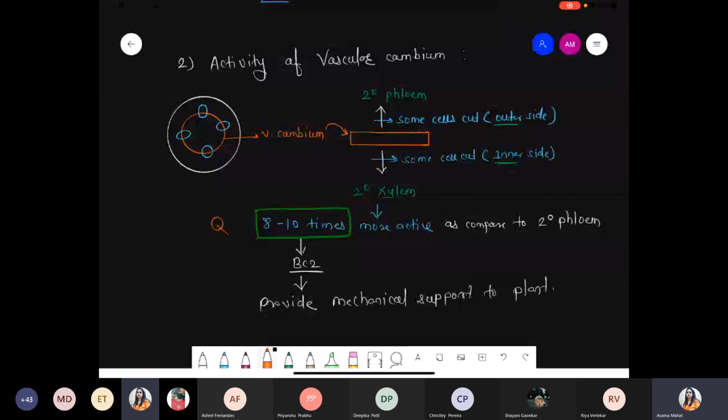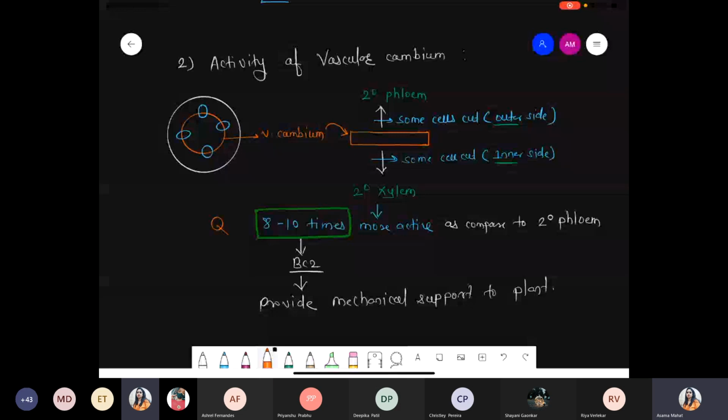Vascular cambium formed, right? That vascular cambium is one kind of meristem. It cuts toward the outer side, and after the cutting it forms secondary phloem. Secondary because vascular cambium is secondary in origin. We are talking about the lateral meristem, which can form secondary cells. So they form secondary phloem. Similarly, the same vascular cambium cuts toward the inner side, and now it can form secondary xylem.